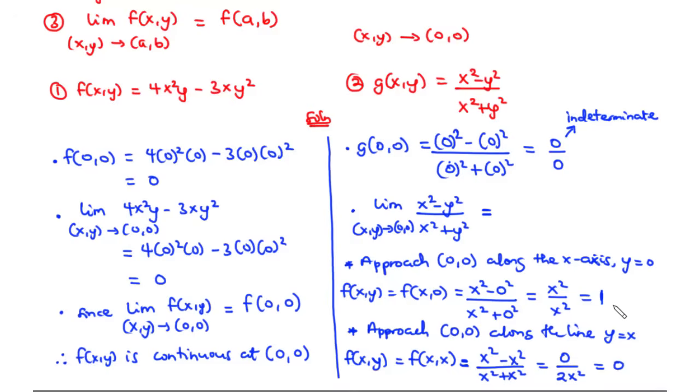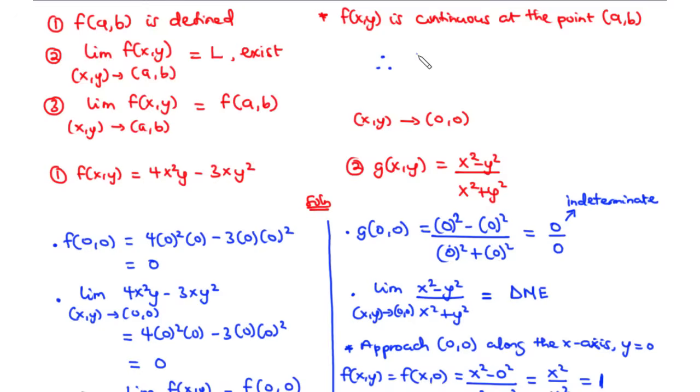Now, since we obtain two different limit values for the two directions that we took, then it means that the limit of this function does not exist, because we have two different limit values for two different directions. So the limit of this function does not exist.